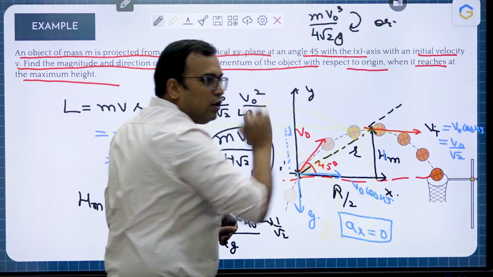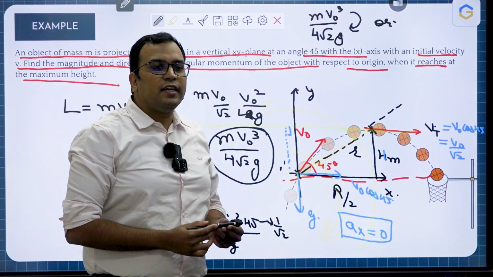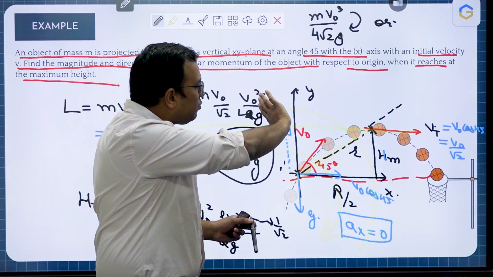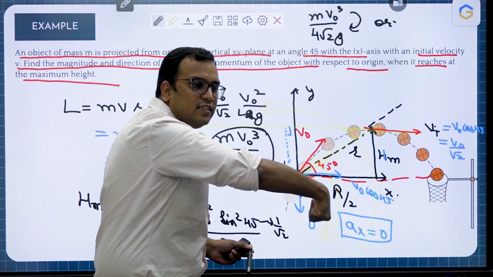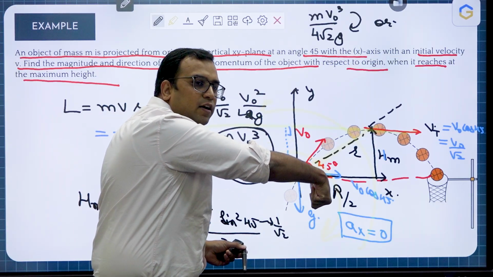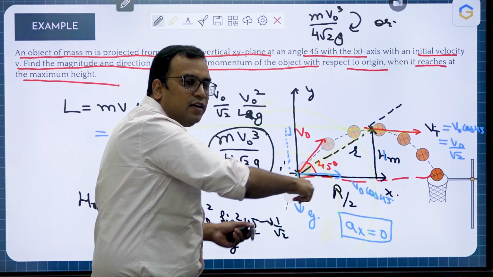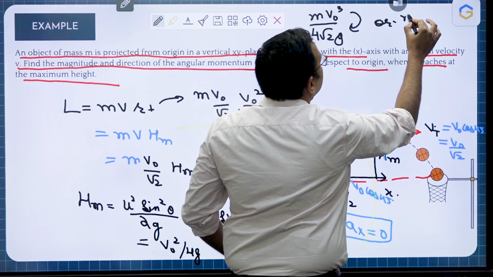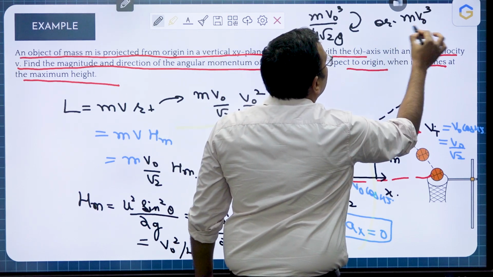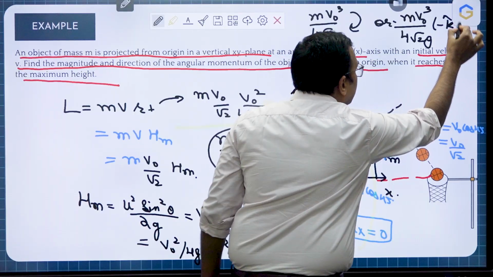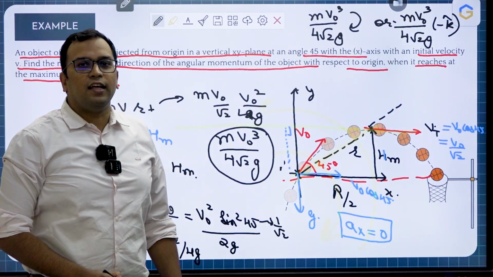Or any angular parameter can also be given by right hand thumb rule. So if you curl your fingers in the clockwise sense, the thumb points inward where z is outward and minus z is inward. So you can also write it as m v0 cube by 4 root 2 g, and the direction you can write as minus k cap, which is the final answer for this problem.